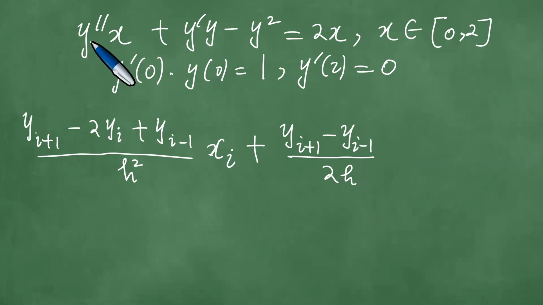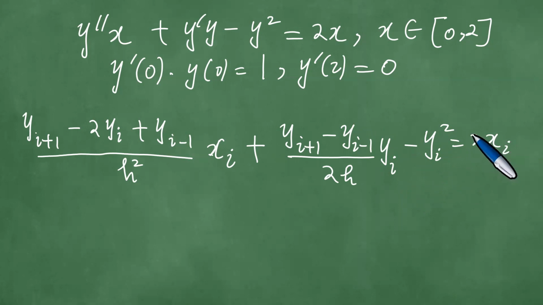So, okay, we are realizing that the double prime is written like this. The difference equation for the second derivative and for the first derivative is written like this. And this is exactly standard. These are exactly standard symbols used in the course. And then now you have the y, which is exactly yi. And then this is exactly minus yi squared, which is 2xi.